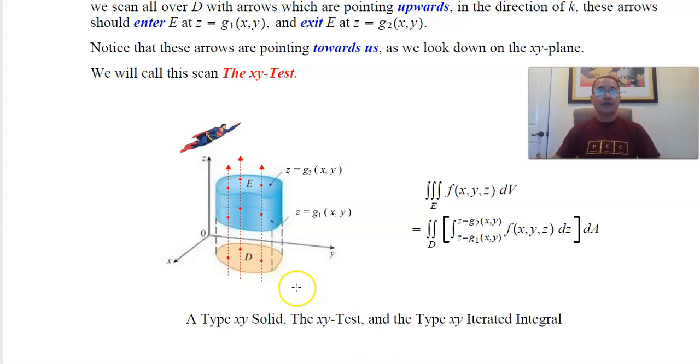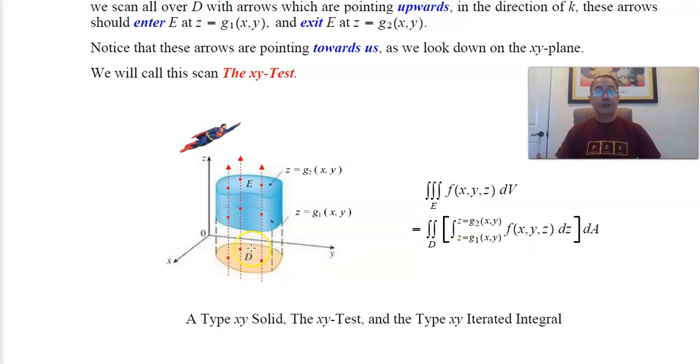Okay, so you will shoot arrows from below going up towards you. Okay, and those arrows should be entering the xy plane through a common footprint of the solid, and then entering the solid at a lower surface, z equals g1 of xy, and exiting at an upper surface, z equals g2 of xy. So here is the setup for a type xy integral.